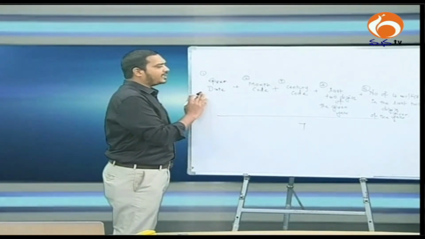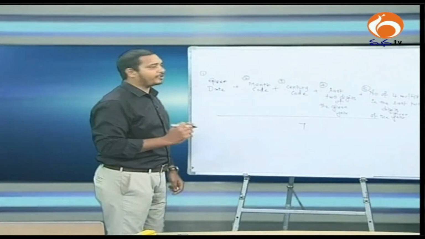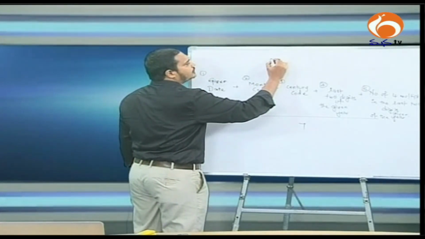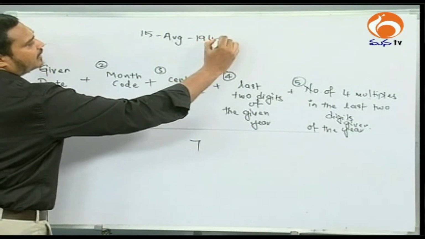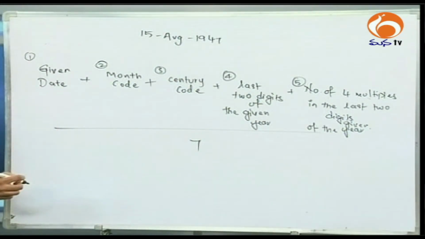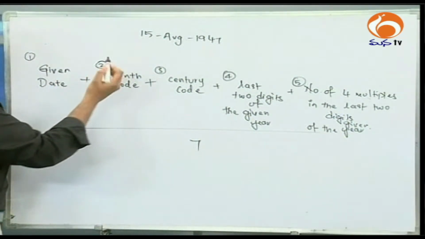What is meant by given date? The given date is nothing but the date which is given in the question. So in our question, it is 15 August 1947. So given date is so simple, it is 15.